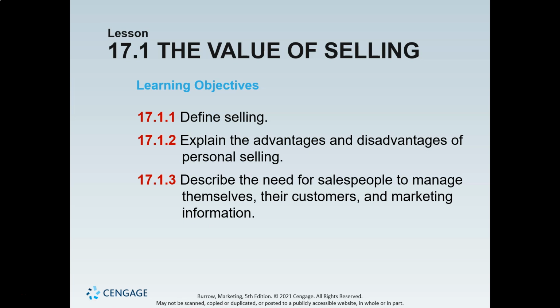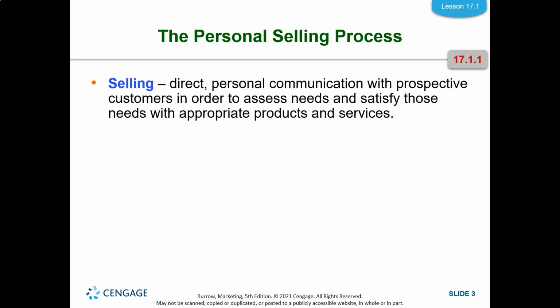So in 17.1, we're going to talk about the value of selling. 17.1.1, we're going to define selling. 17.1.2, we're going to explain the advantages and disadvantages of personal selling. In 17.1.3, we're going to describe the need for salespeople to manage themselves, their customers, and marketing information.